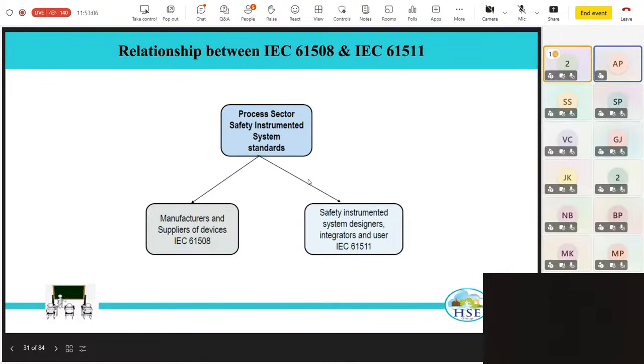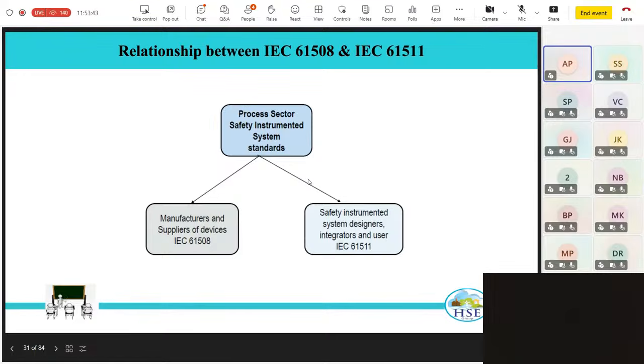We have two routes we take for manufacturers and suppliers of devices. When you are implementing a safety instrumented system, you need systems or devices which are to be manufactured or developed by some agency. And the second part is once you have these developed parts which are as per IEC 61508, then they have to be used and implemented in a safety instrumented system. And that work is done for the user.